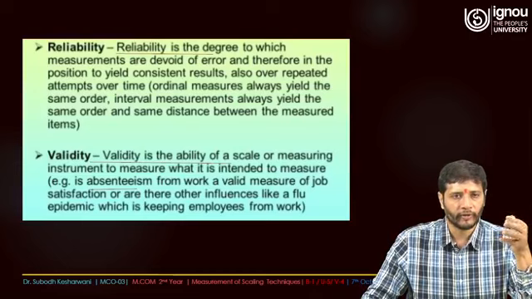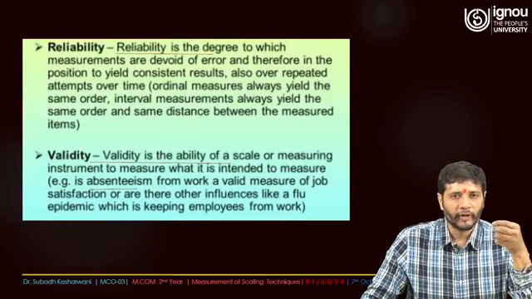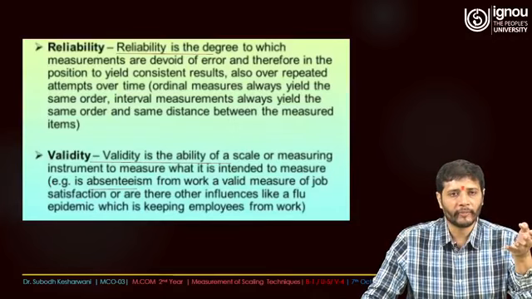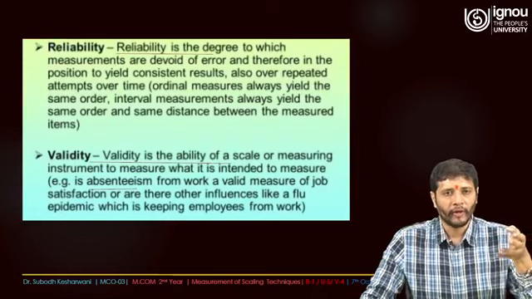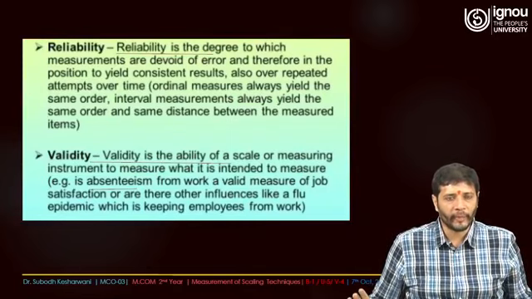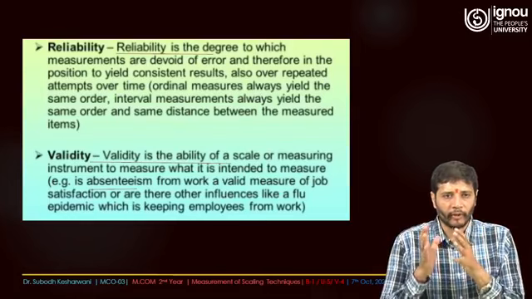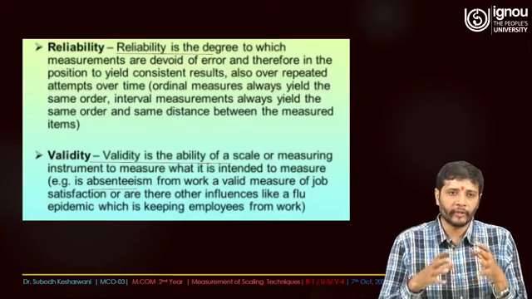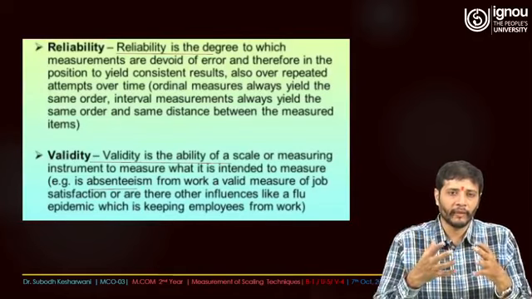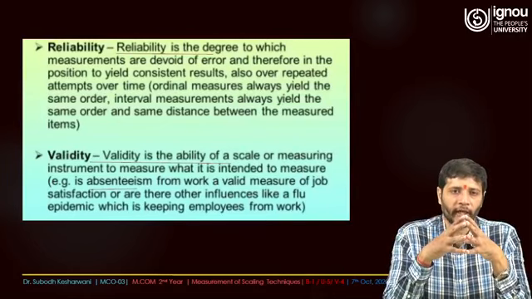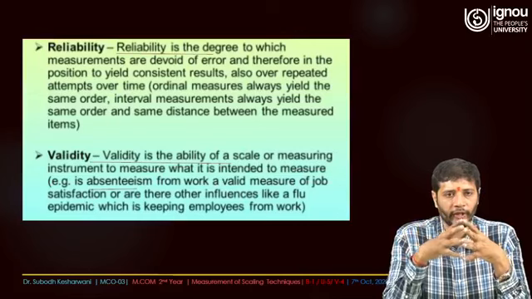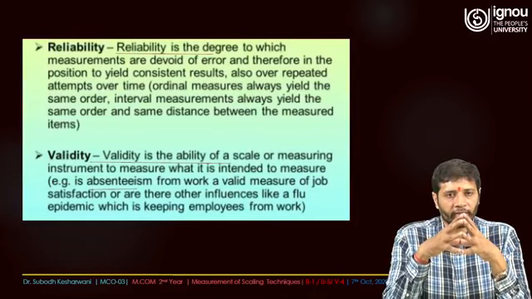And when you talk about validity, it is the ability of a scale or measuring instrument to measure what it is intended to measure. For example, is absenteeism from work a valid measure of job satisfaction, or are there other influences, like a flu epidemic, keeping employees from work? In the present scenario, when COVID was going on, during the pandemic, lockdowns were there, and some sectors were affected in their work format, but on the other hand some industries boomed like nothing, like online delivery and the IT industry, which flourished a lot. So validity is the ability of the scale or measuring instrument to measure what is intended to be measured, and the pandemic and absenteeism examples are very good examples.